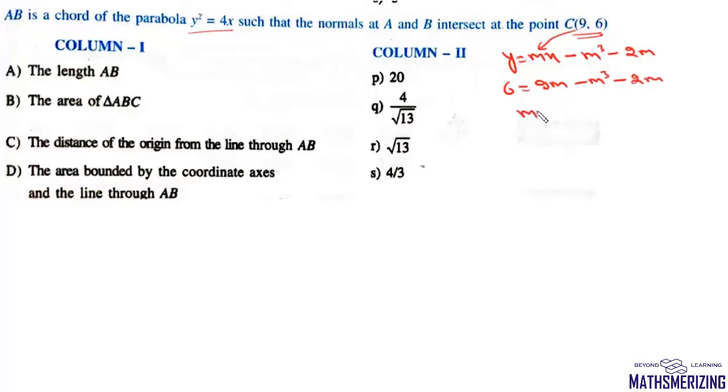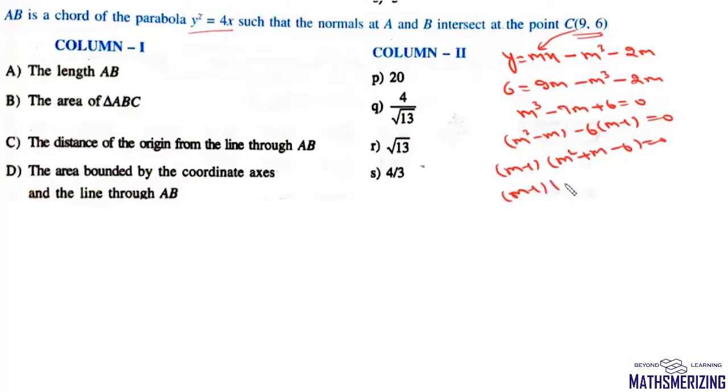So we can write this as m cube minus 7m plus 6 equals 0. So we'll write this as m cube minus m and then minus 6(m minus 1) equals 0. So we can take m minus 1 common and then we'll get m square plus m minus 6 equals 0. So it'll be (m minus 1)(m minus 2)(m plus 3) equals 0.